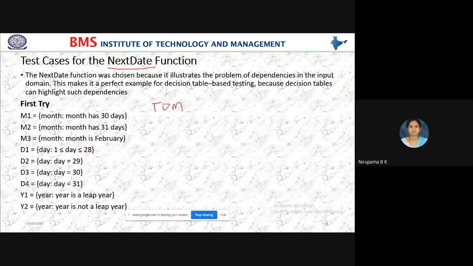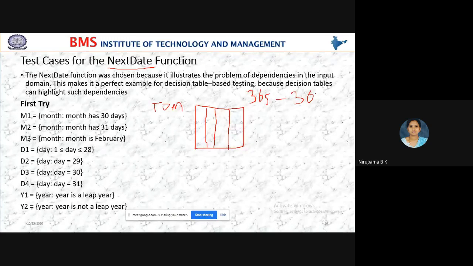This makes it a perfect example for a decision table. Why? Because if you draw a decision table for this next day problem, I know exactly in 1 year how many days I have. 365 days. But we also know in a special case we have 366 days. Not exactly 366 days, 365 point something. That is a special case. Not every year that will come.